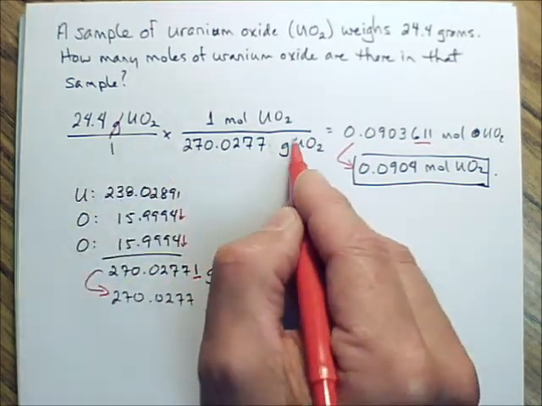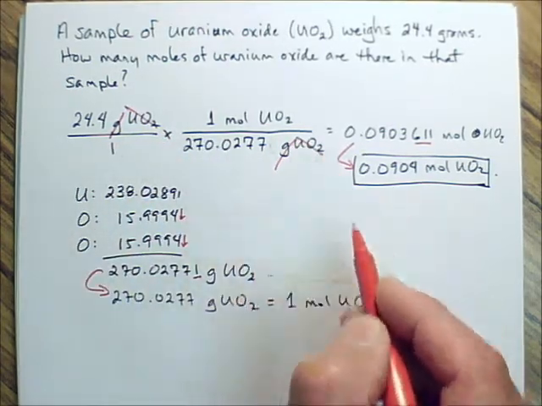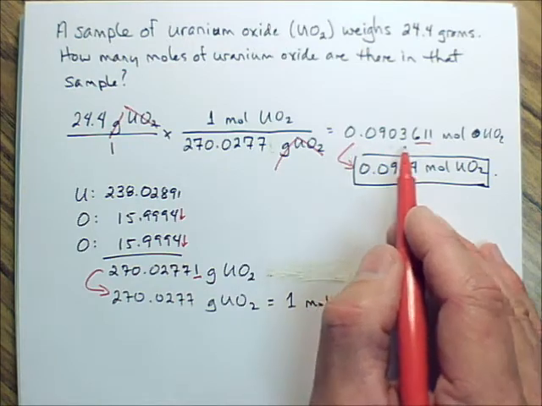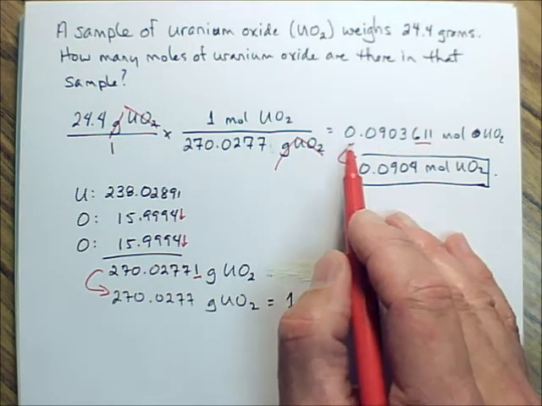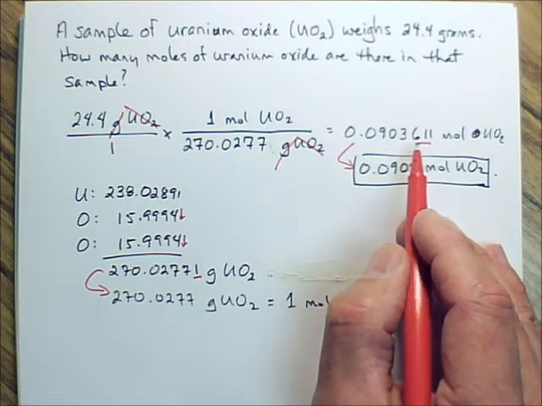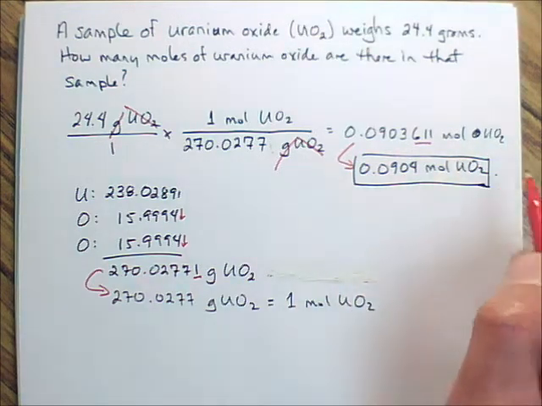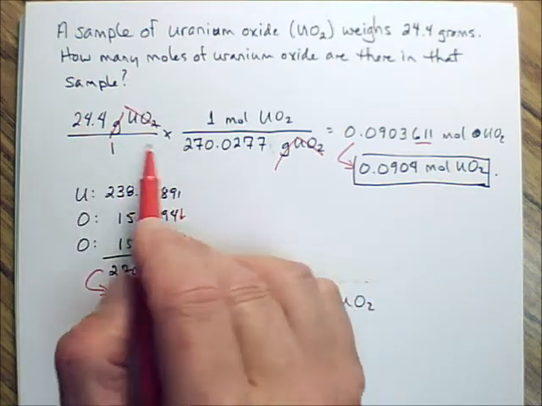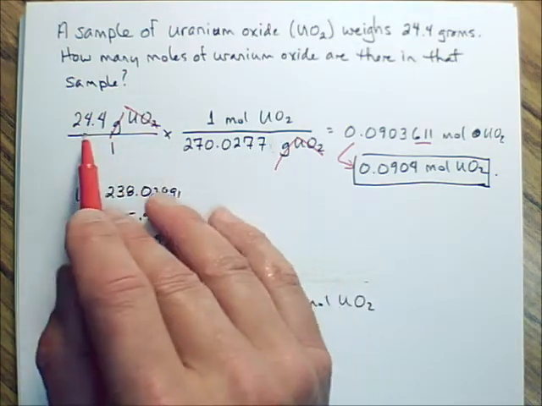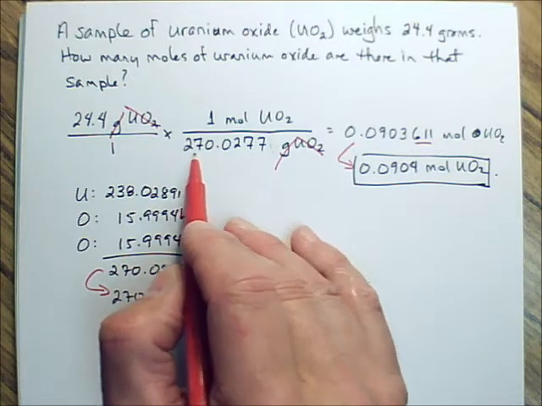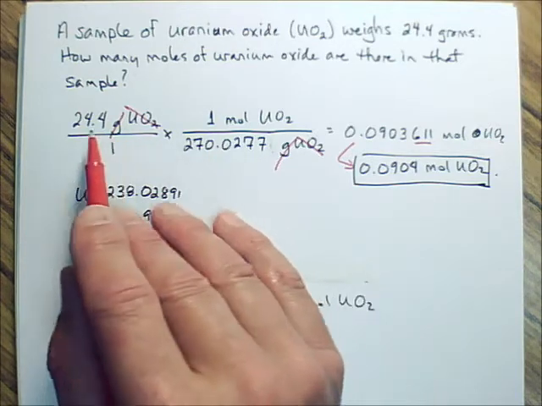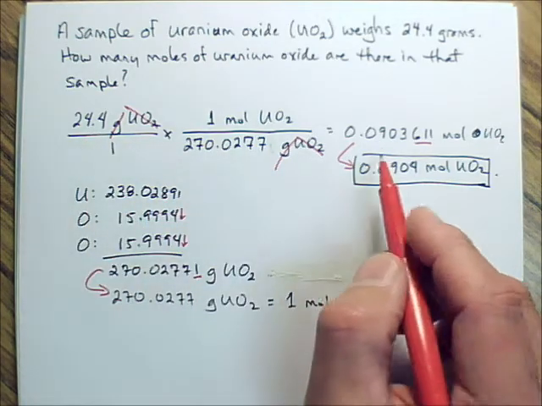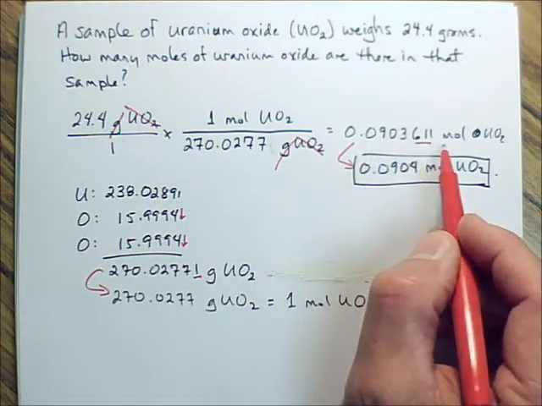We want to cancel units and species. We have moles of UO2 left, and our full, unrounded answer was this, 0.0903611 moles of UO2. And we want 3 digits. This is the measured number, has the least digits. We only use this number and this number to look at that. This one has 7 digits. That has 3, so we want the least digits. That has 3 there. So we want 3 digits in our final answer.